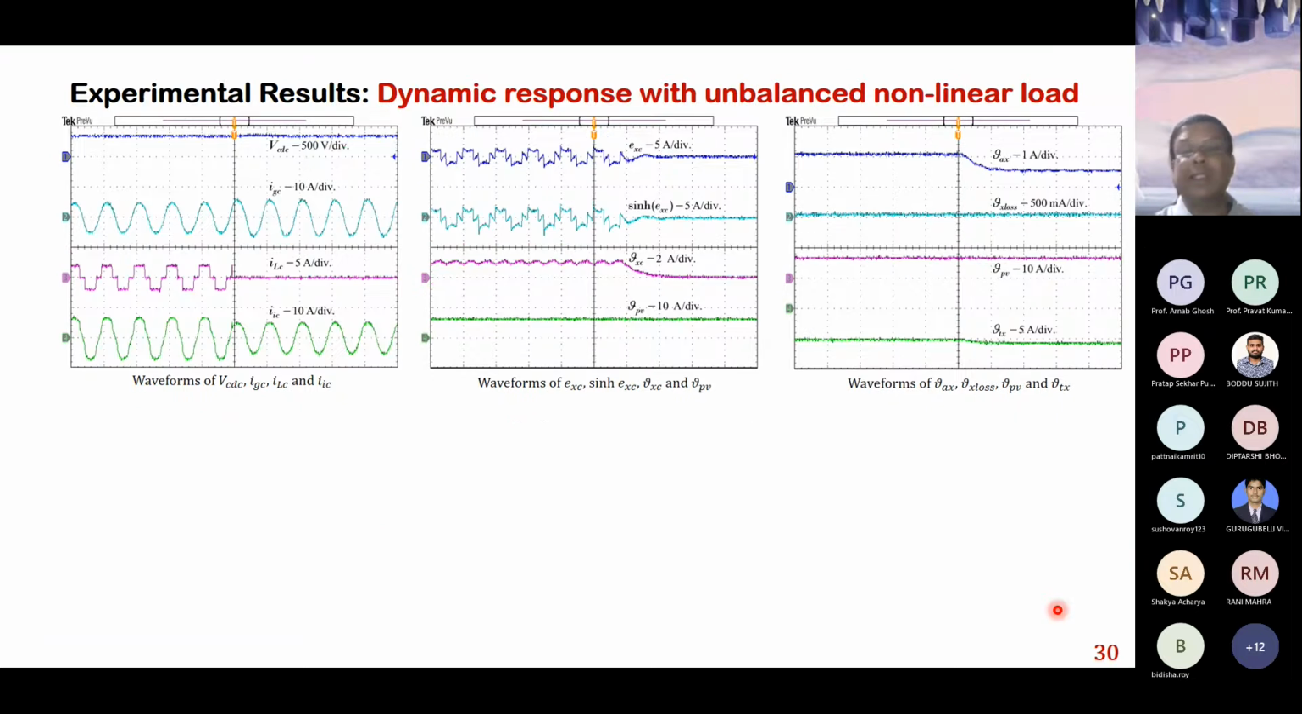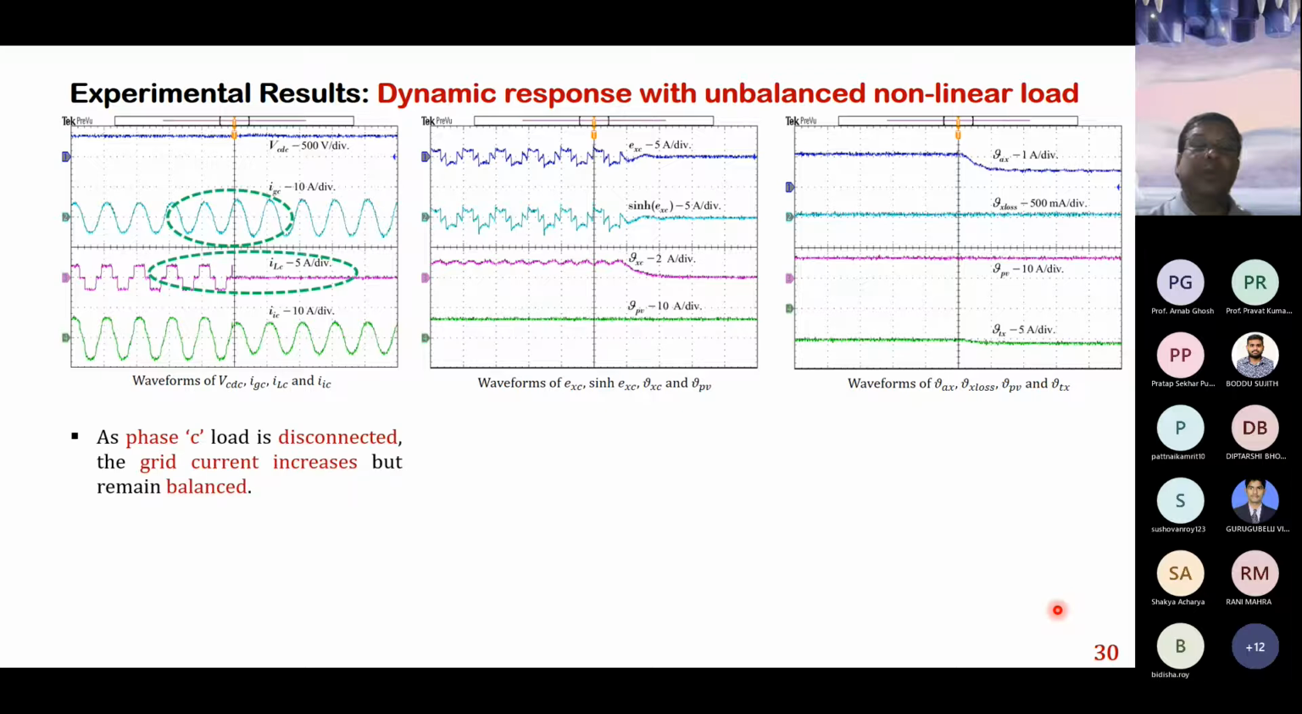This is the experimental result during the unbalanced nonlinear load. Here these waveforms are basically the DC voltage, grid current and load current. And we have the waveforms of the error signals and the different intermediate signals. And these are the loss components.